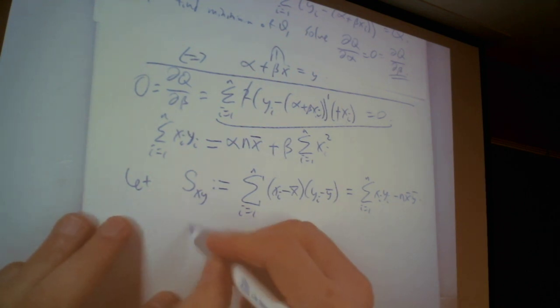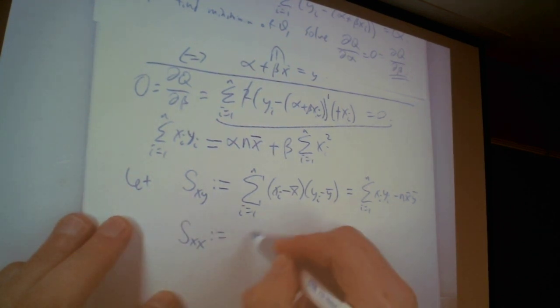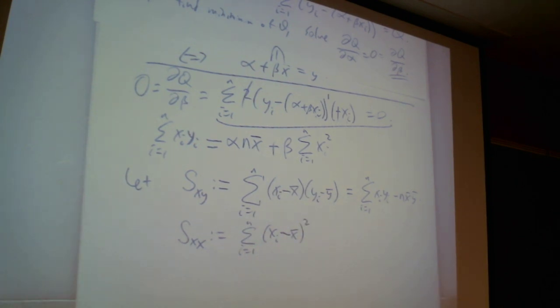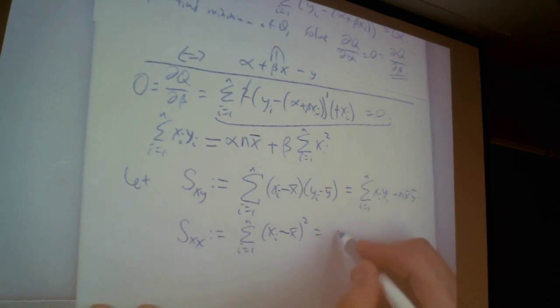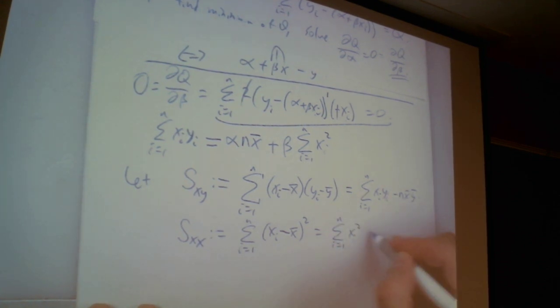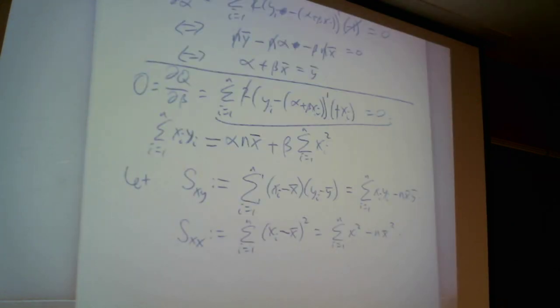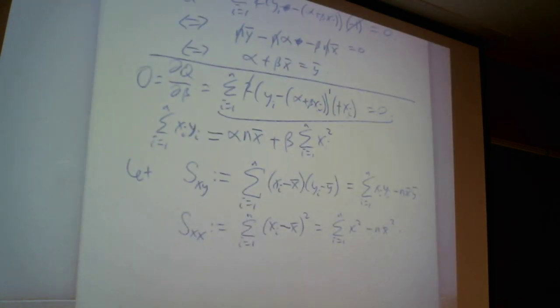Okay? And for the same reason, I'll introduce Sxx, which is the same thing, just instead of y's, I'll put x's. In other words, xi minus x bar squared. So this is some unnormalized variance, and it's the same exact argument, here I get the sum of xi squared minus n times x bar squared. So far so good, everybody's with me?